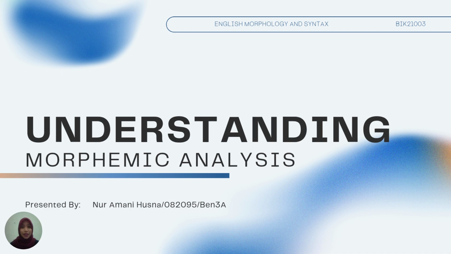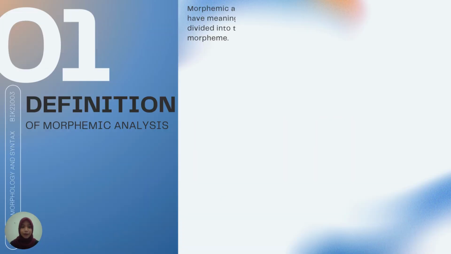I am Nur Amani Husna binti Muhammad Rabi, metric number 082095 from Band 3A, and today I will be explaining the understanding of morphemic analysis.